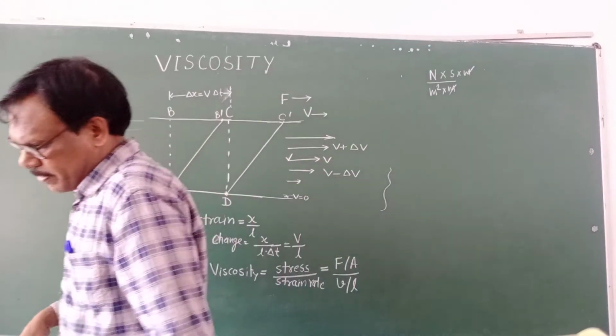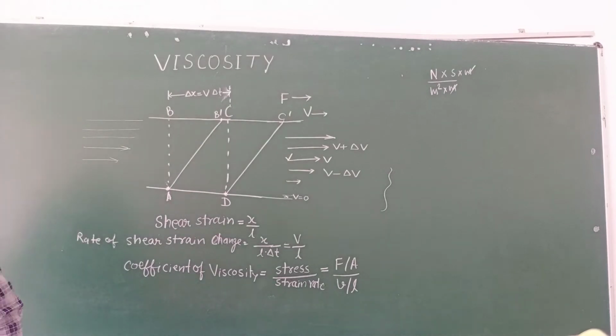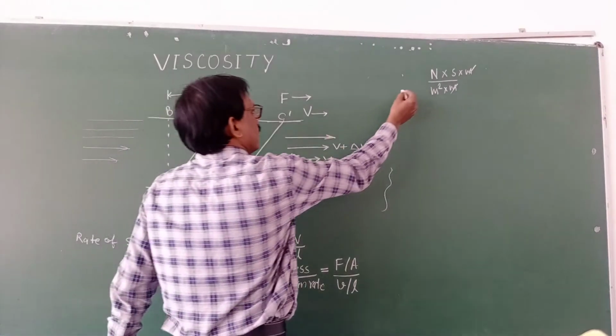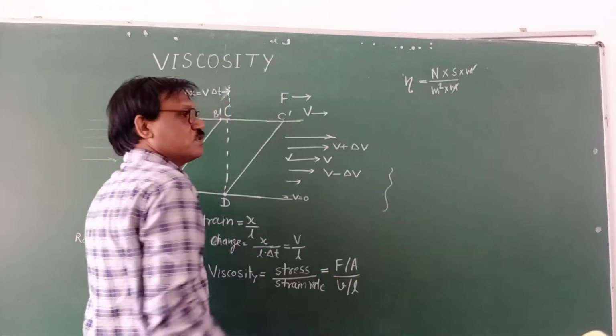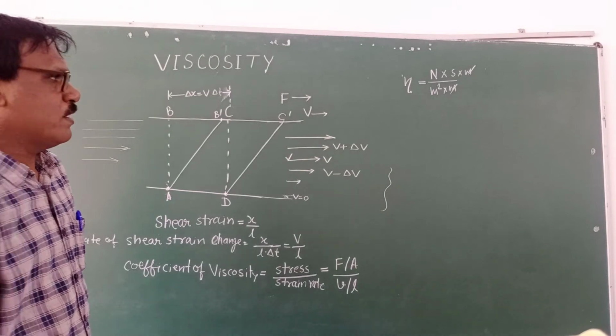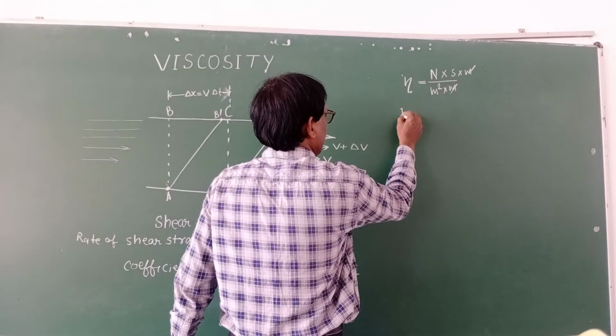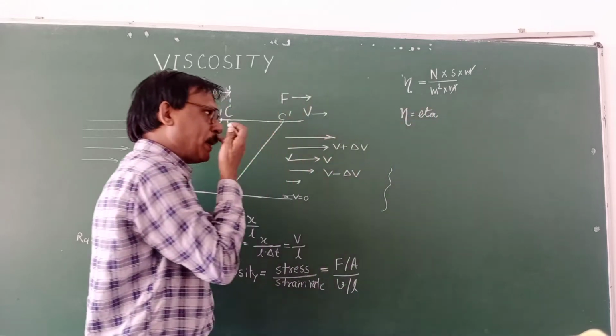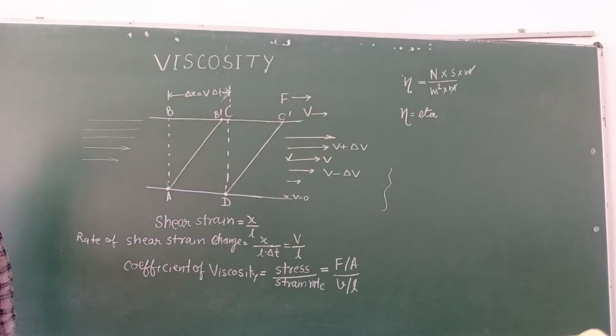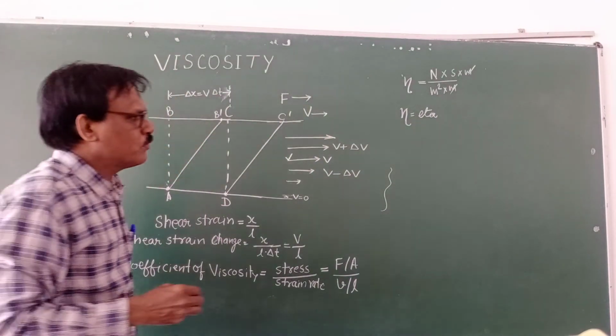Newton into second upon meter square will be the dimension, the unit of the coefficient of viscosity. It is represented with the Greek letter eta. How will you read this letter? This is N, but it is eta. And the SI unit of coefficient of viscosity is Poiseuille.